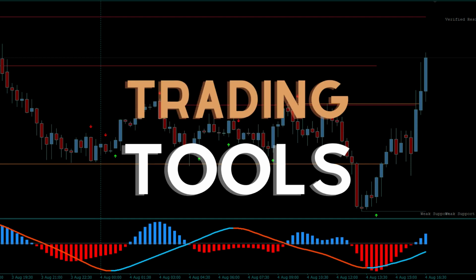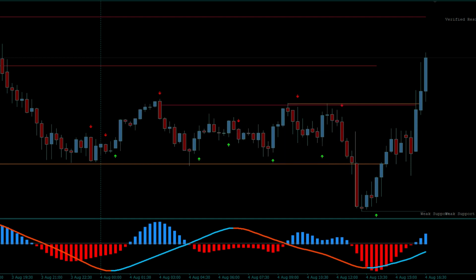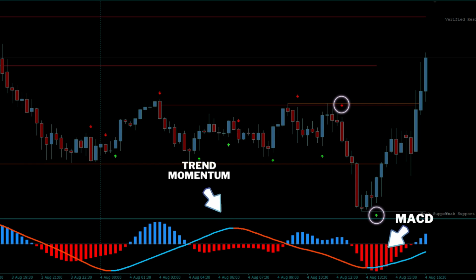First of all, let us know about the trading tools of this strategy. This arrow gives buy and sell trade signals. This red and blue line shows the trend of price momentum. And the last red and blue bar is a MACD indicator. These are all our trading tools. Let's see how we use these trading tools.